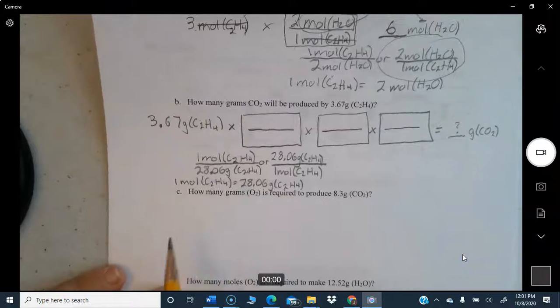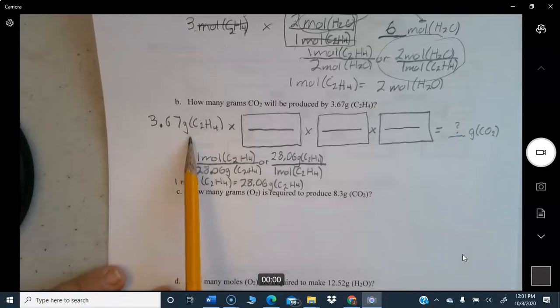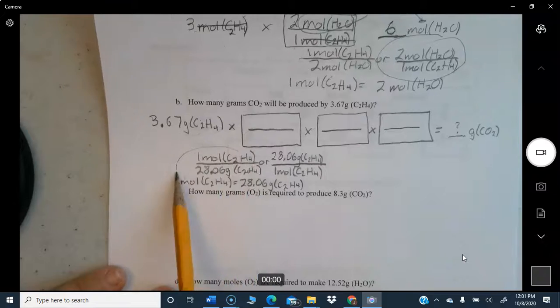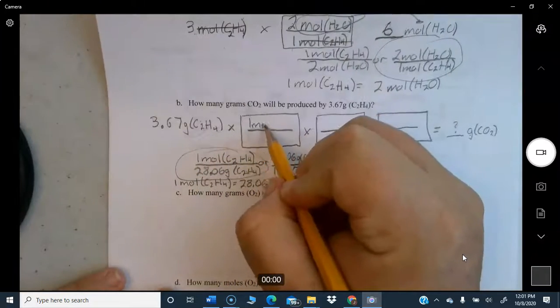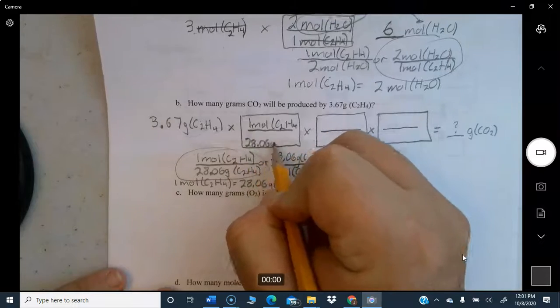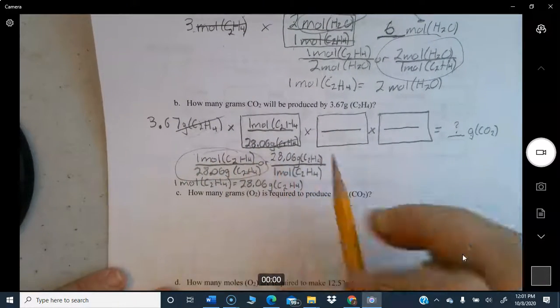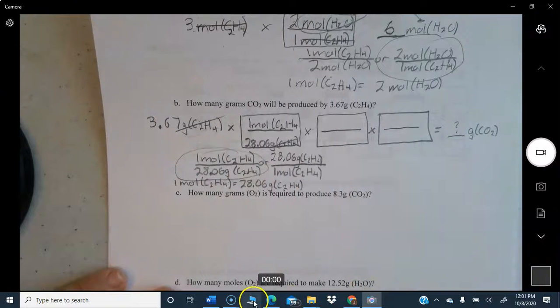Okay, you got to choose one of the ratios. We need grams of C2H4 to cancel out. It's on the top here, so it has to be on the bottom. So it's going to be this one right here. Grams of C2H4 cancels with grams of C2H4.